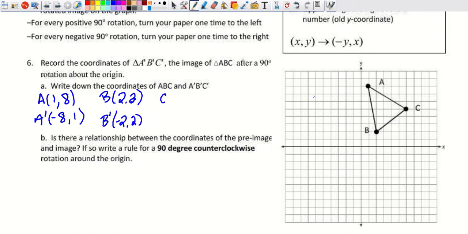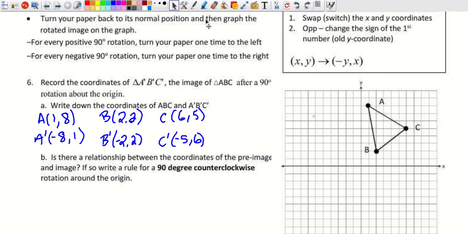And then C has coordinates of 1, 2, 3, 4, 5, 6, 2, 3, 4, 5, 6, 5. So I swap them and change the first number, so it's negative 5, 6. Now I have to do the swap and op for every 90 degrees. Okay. The second option is actually to turn my paper, to actually rotate my paper.